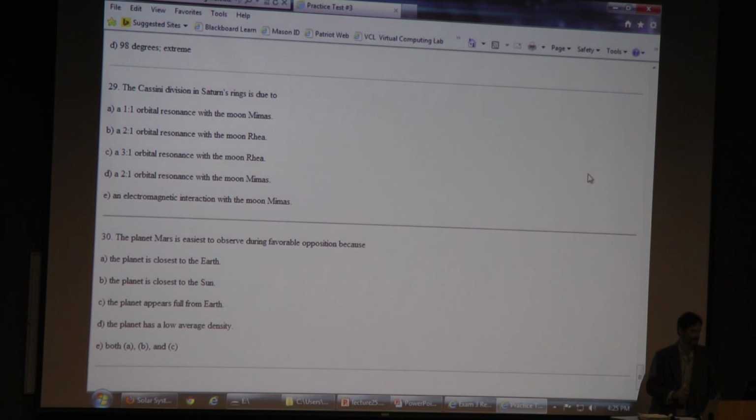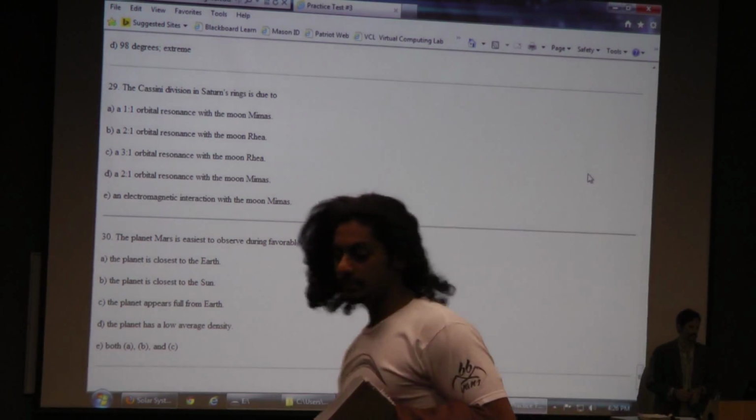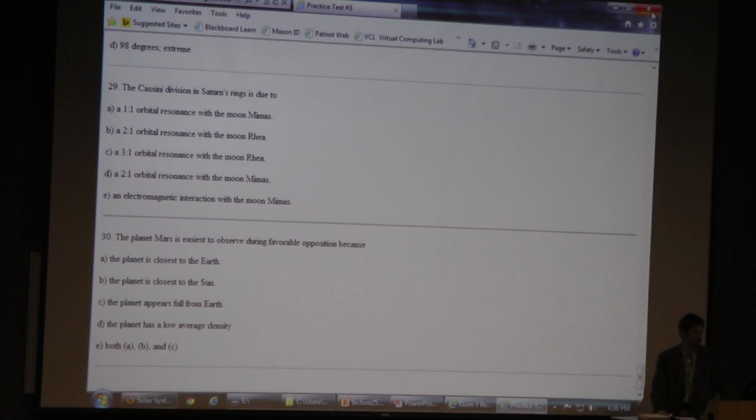And then the planet Mars is easier to observe during a favorable opposition because what? E. Actually, a bunch of different things. A favorable opposition, remember, opposition means that Mars is in the opposite direction from the Sun. So you're going to see the full phase of Mars, which is the C there. But because a favorable opposition means that Mars is at perihelion, which is minimum distance from the Sun, it's also going to be B. It's also going to be the minimum distance from Earth, so it's A, B, and C, which is covered by E, so E is the best answer there.